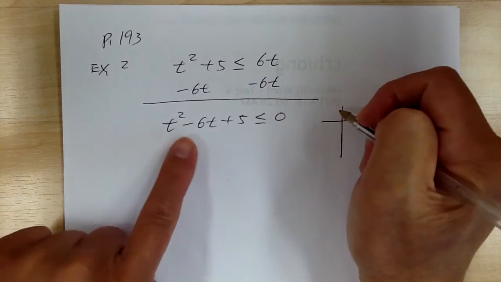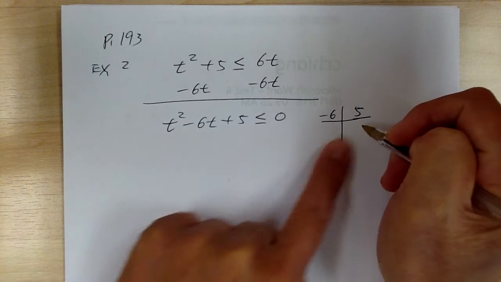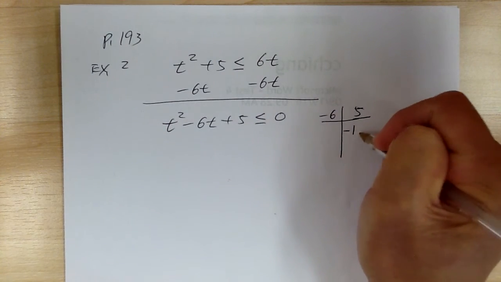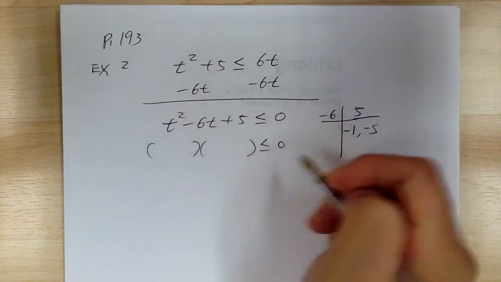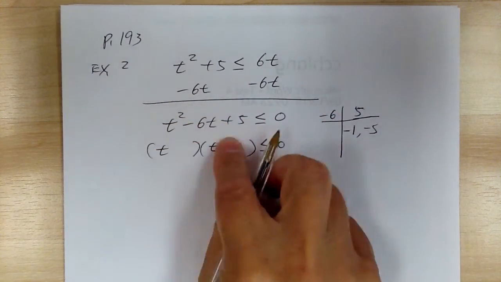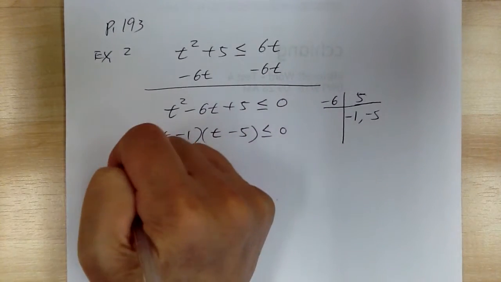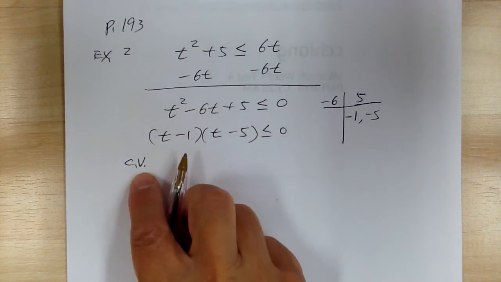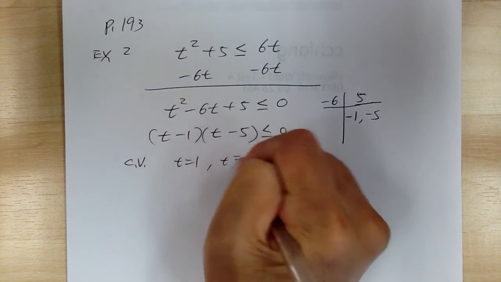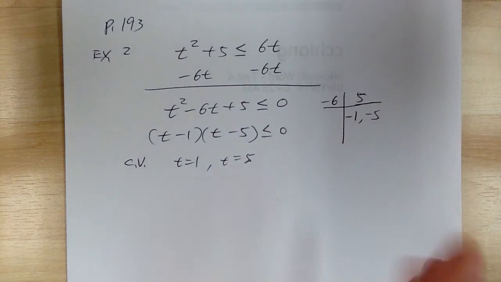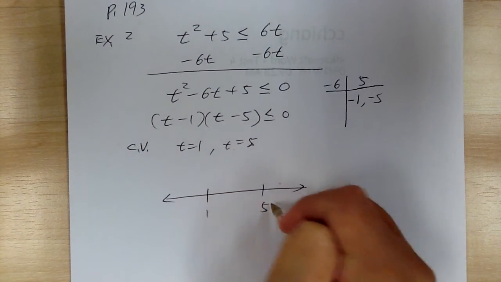So go and do the factoring. So step 1, step 2, step 3, step 4, negative 6, and 5, right? So you cannot use a 1. 1 is not going to work. So you have to use negative 1, comma, negative 5. So get 2 parentheses. So you're going to get t and a t, right? Break these things down. So you're going to get minus 1, minus 5. So your critical value, I'm going to call it CV. Critical values are t equal to 1 and t equal to 5. Again, that's when it's going to switch between positive and negative. Okay, so you're going to have 1 and 5.